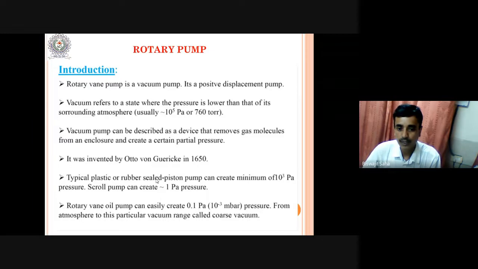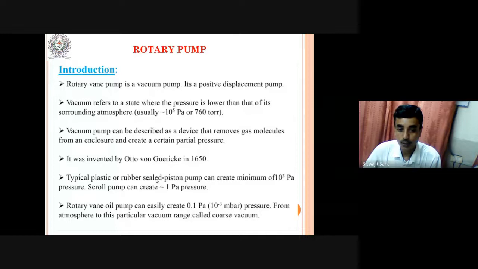A vacuum pump can be described as a device that removes gas molecules from an enclosure and creates a certain partial pressure. It was invented by Otto von Guericke in 1650, and a typical plastic or rubber seal piston pump can create a minimum of 10 to the power 3 Pascal pressure. These are basically the previously or initially produced rotary vane pumps.